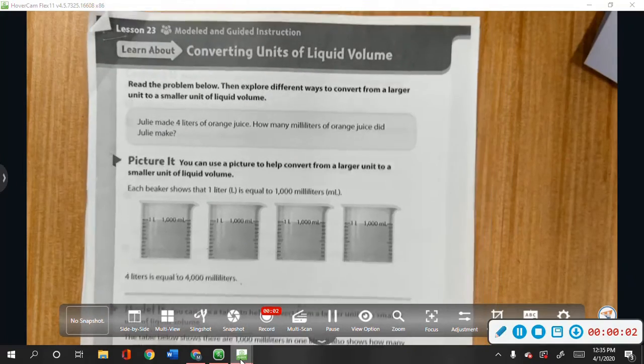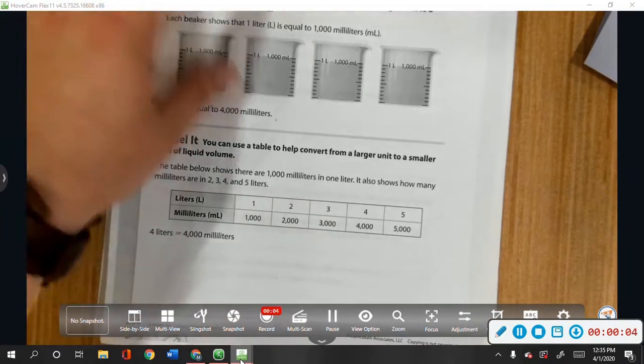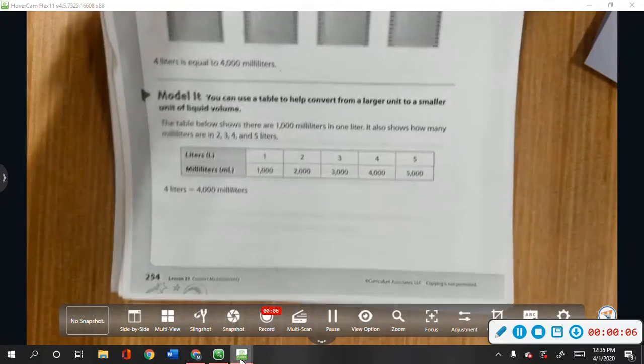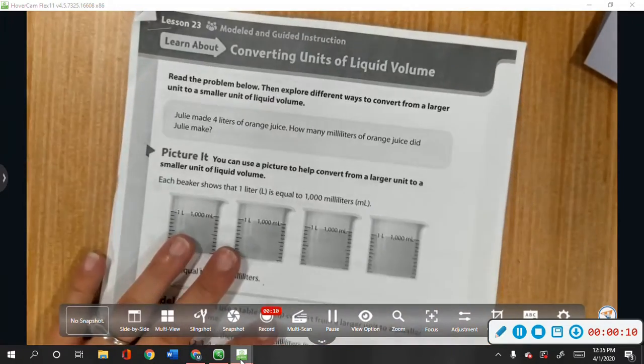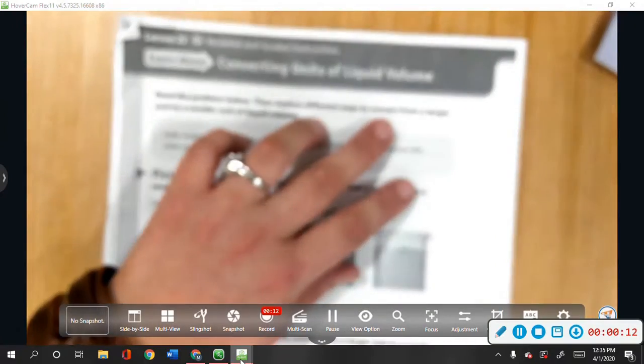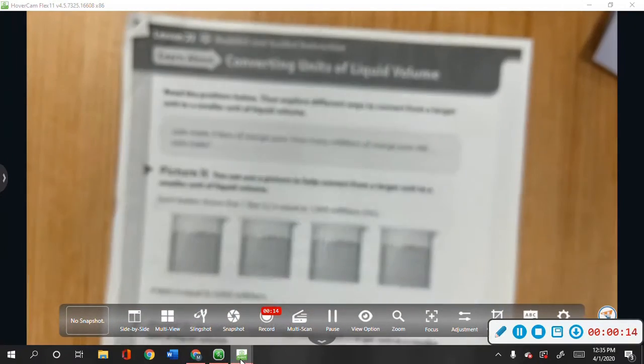Alright, I'm back. Mine's going to look different because I made copies of what y'all were doing. We're at page 254, talking about converting units of liquid volume. Liquid volume is the same as when we're talking about capacity.